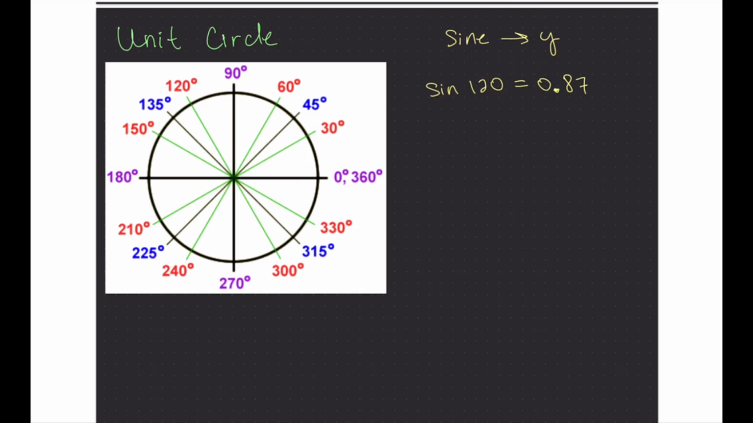All right. So we know that the sine of 120 degrees is 0.87. On the unit circle, that 120 degrees point, we were looking for the y value, and that y value is a positive 0.87. Now we're not going to use a calculator, and we're going to see if we can figure out the sine of 480 degrees.